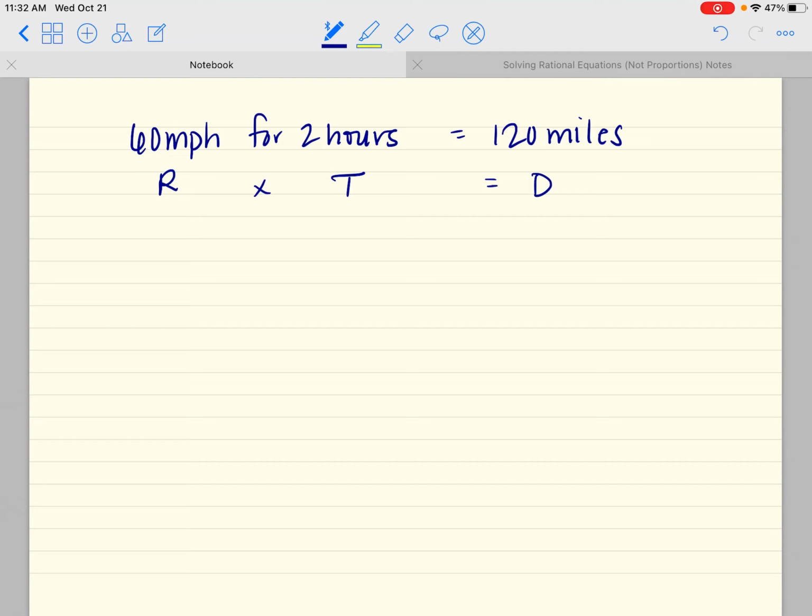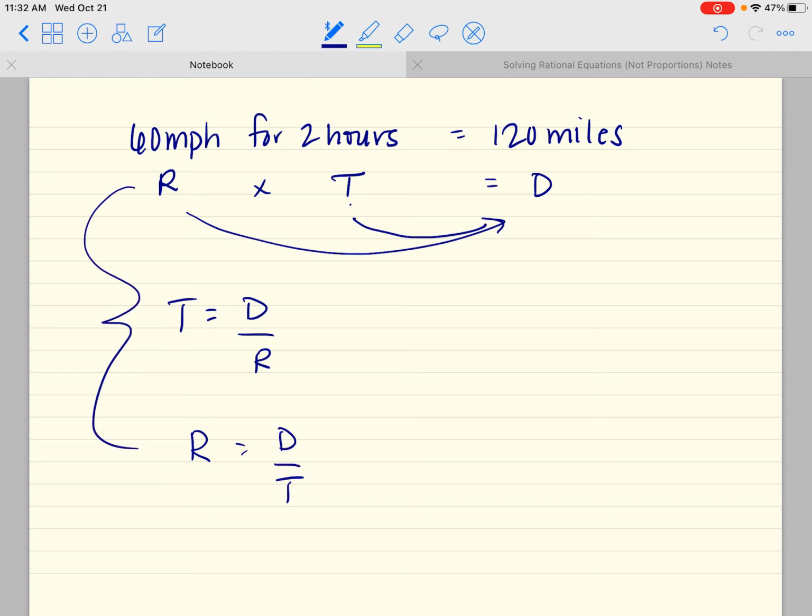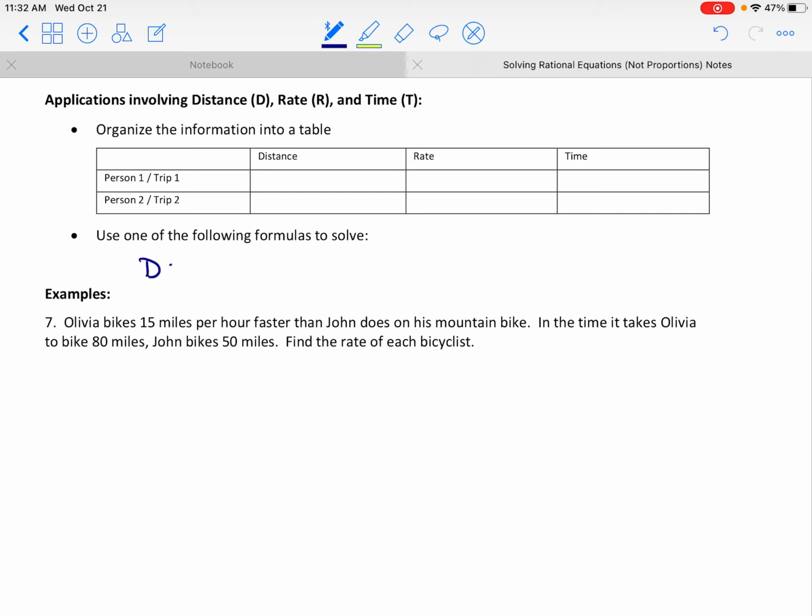And if I wanted it to be t equals instead of d equals, to solve for t I would have to divide the r over, so distance divided by rate. Or if I wanted it to be r equals, I would divide the t over, so distance divided by t. So three formulas, all technically the same formula, three versions of the one formula. So distance equals rate times time, or time equals distance divided by rate, or rate equals distance divided by time. Okay, and hopefully in organizing the table, you're going to be able to determine which of those versions of the formula is going to be helpful. Okay, and I'll show you.